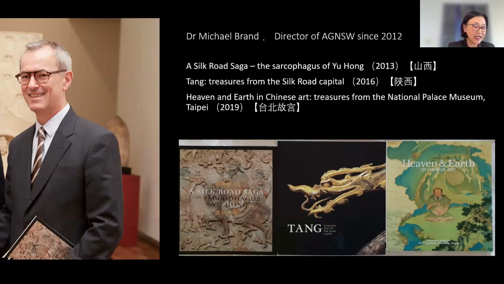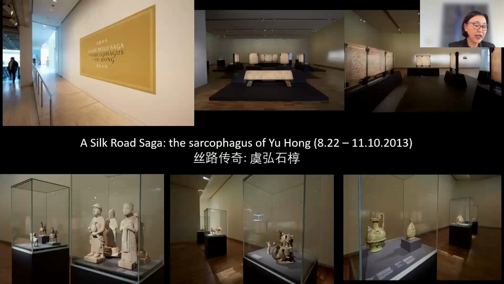So in 2013, we held a Silk Road Saga, the sarcophagus of Yu Hong exhibition. It tells the story of a Central Asian diplomat during the height of the Silk Road's importance. Named Yu Hong, the envoy, he lived in the second half of the 6th century, which you could see connected with the Lost Buddha, which also dated in the 6th. So I feel like I immediately joined the dots with the previous exhibition.